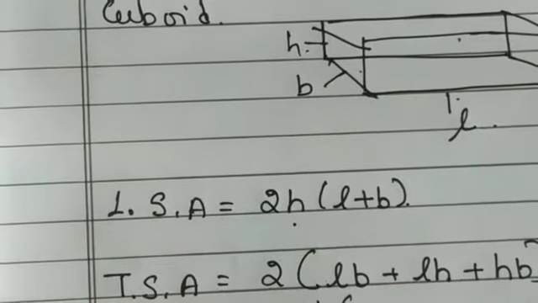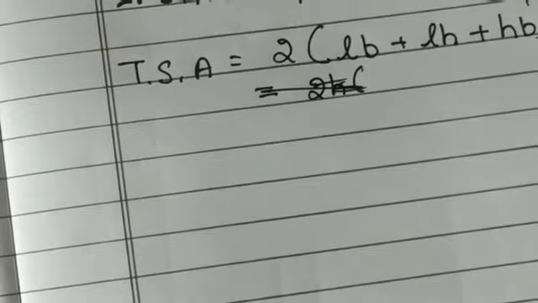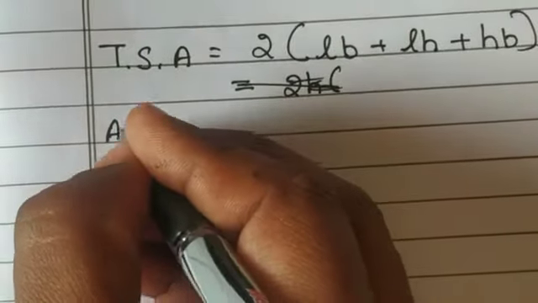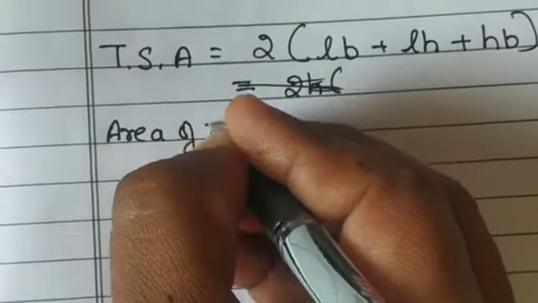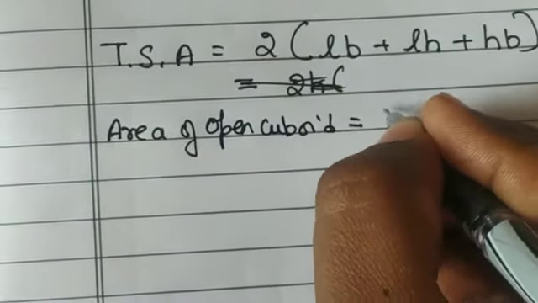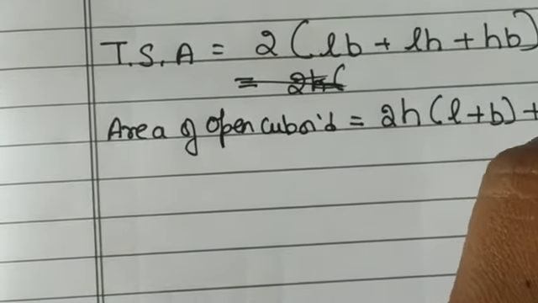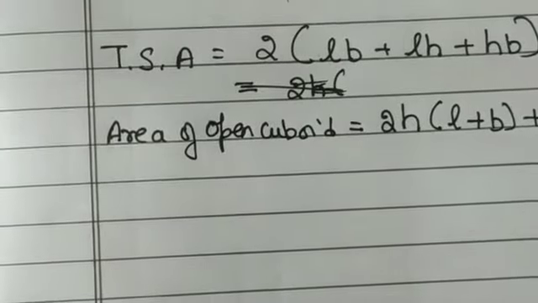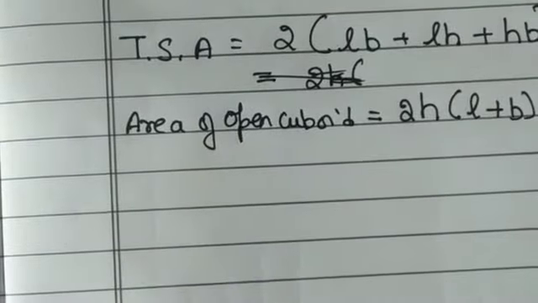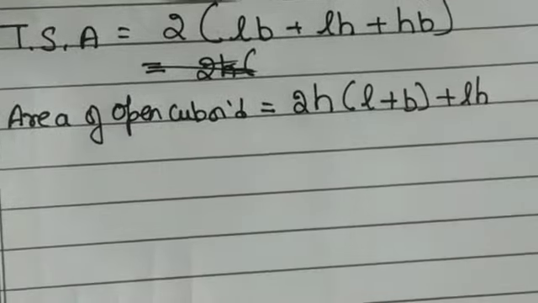Now if they give the area of an open cuboid, if they tell you to find the area of an open cuboid, we will write the formula as area of open cuboid equals 2H(L plus B) plus LB. This is our formula to find the area of an open cuboid.